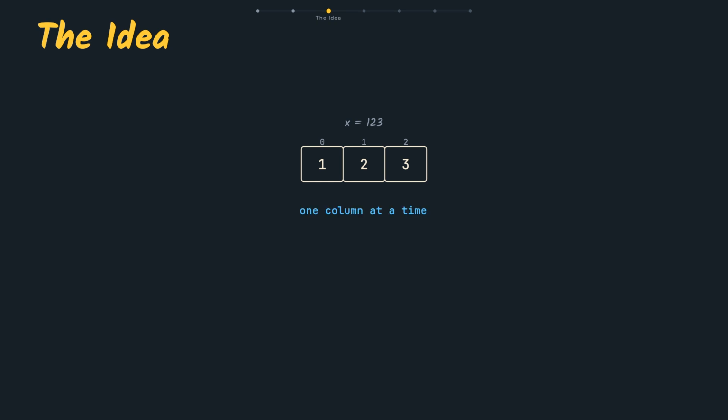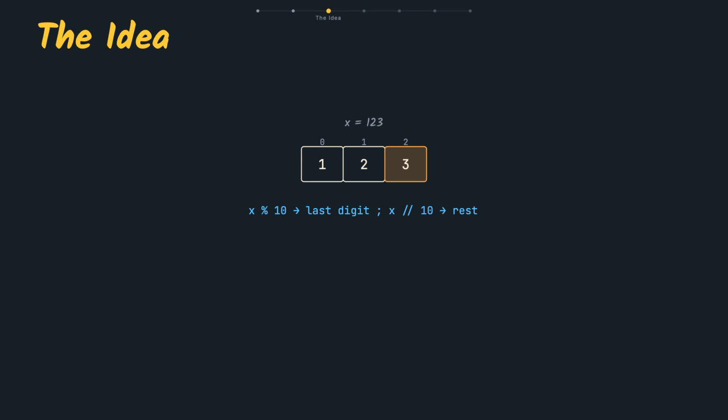Think about long addition in school. You don't add giant numbers all at once. You go column by column. Same trick here. Peel the last digit off the input. Stick it onto the back of our growing answer. Repeat. Two operations do all the work.